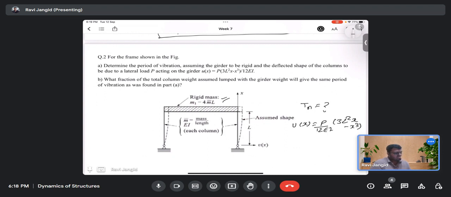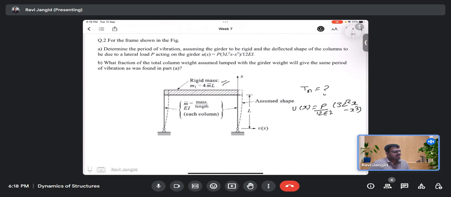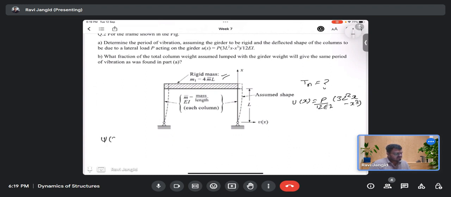So from this we can calculate the shape function. First we need to find out the time period, and then we need to determine how much fraction of the total weight is used to calculate the time period if we consider it as zero. That part b we discuss later. First part a. Can you tell me how do I determine the shape function? Anyone? What is a shape function?